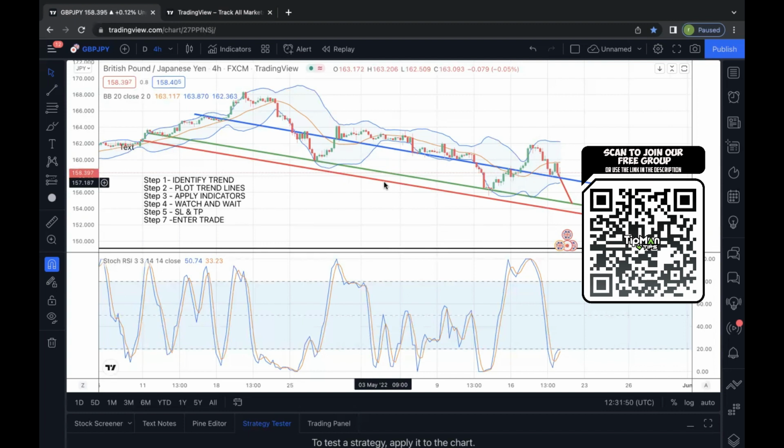Now, if you have any questions, issues, anything at all on anything that we've done today, please do let me know. But just remember, guys, start with these 5 steps, okay? Identify the trend, plot your trend lines, apply your indicators, watch and wait, and then work out your SL and TP. You can really do watch and wait and SL and TP either way round. Obviously, make sure the final thing you do is enter the trade.